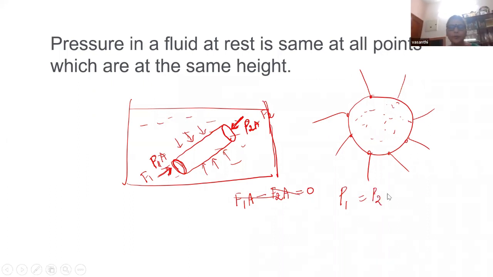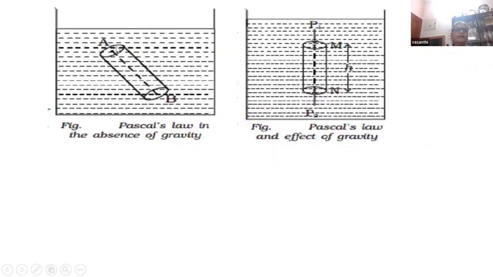This is a very simple way you can prove Pascal's law. If you consider these 2 points, A and B, to be at the same height, I don't see, they are at different heights, but I neglect the height. They are very close. The depth from the bottom is the same. I am assuming that the depth of A and depth of B is the same. This is a very small cylinder, and I assume that they are at the same depth.